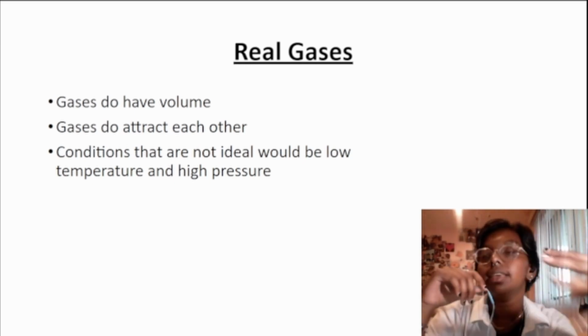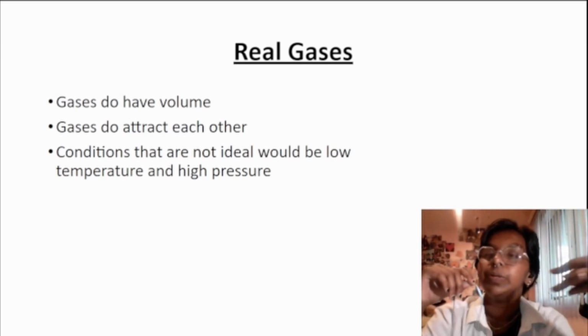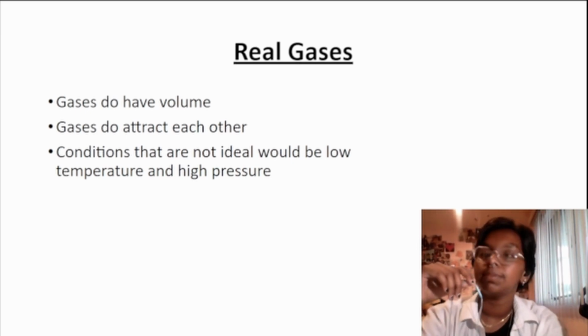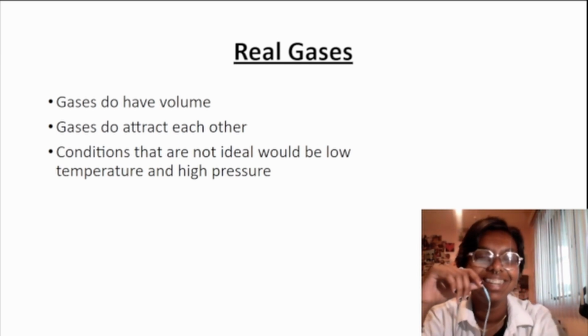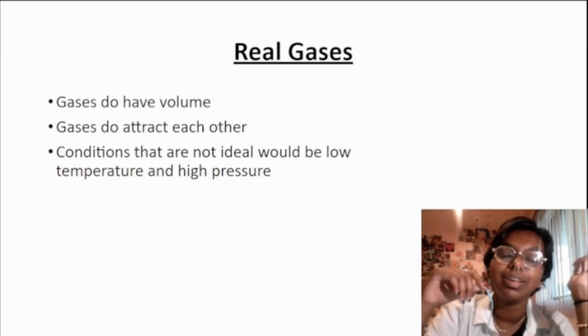Anyways, the thing is, real gases are not ideal. We do not live in a perfect world, sadly. Trust me, I wish I did, because then I wouldn't be doing this right now. Actually, would I? I probably would, but whatever.